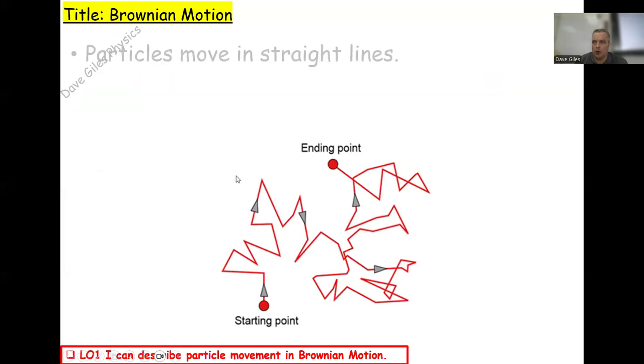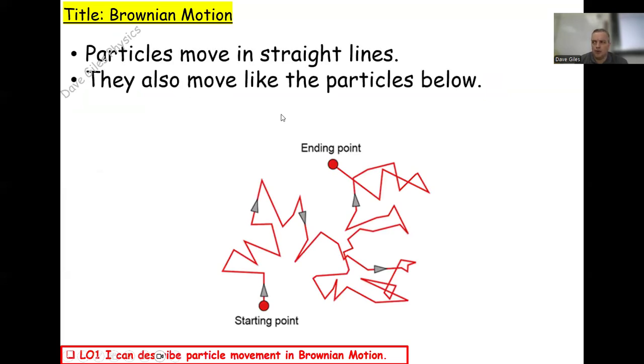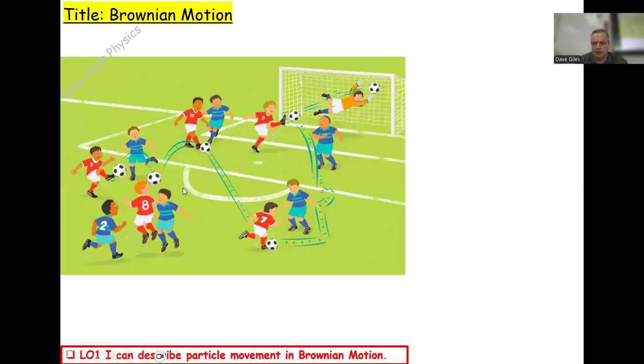So first of all, particles move in straight lines. They also move, like in this diagram here. So how can both be true? It looks like they're traveling in zigzags, but they also only travel in straight lines. So what is causing this? Well, we can use a little analogy.